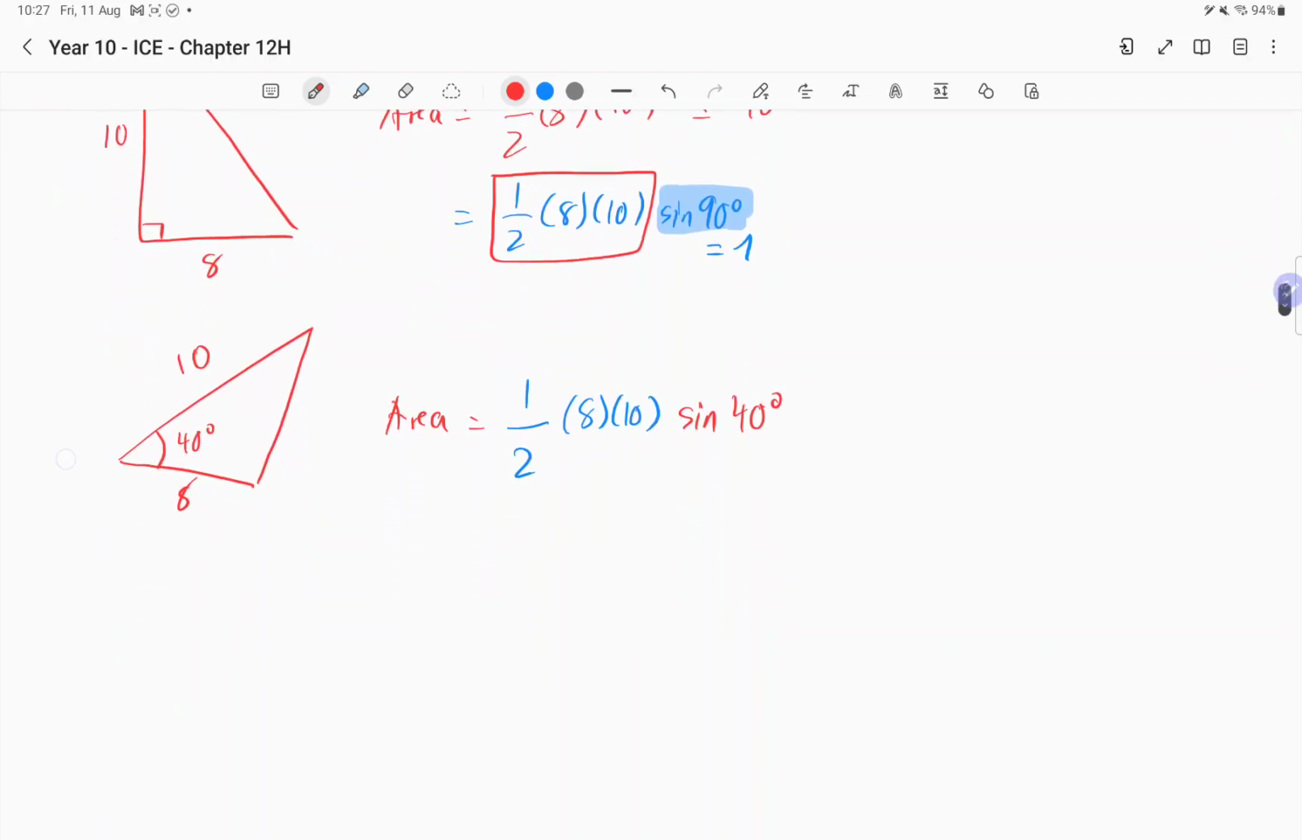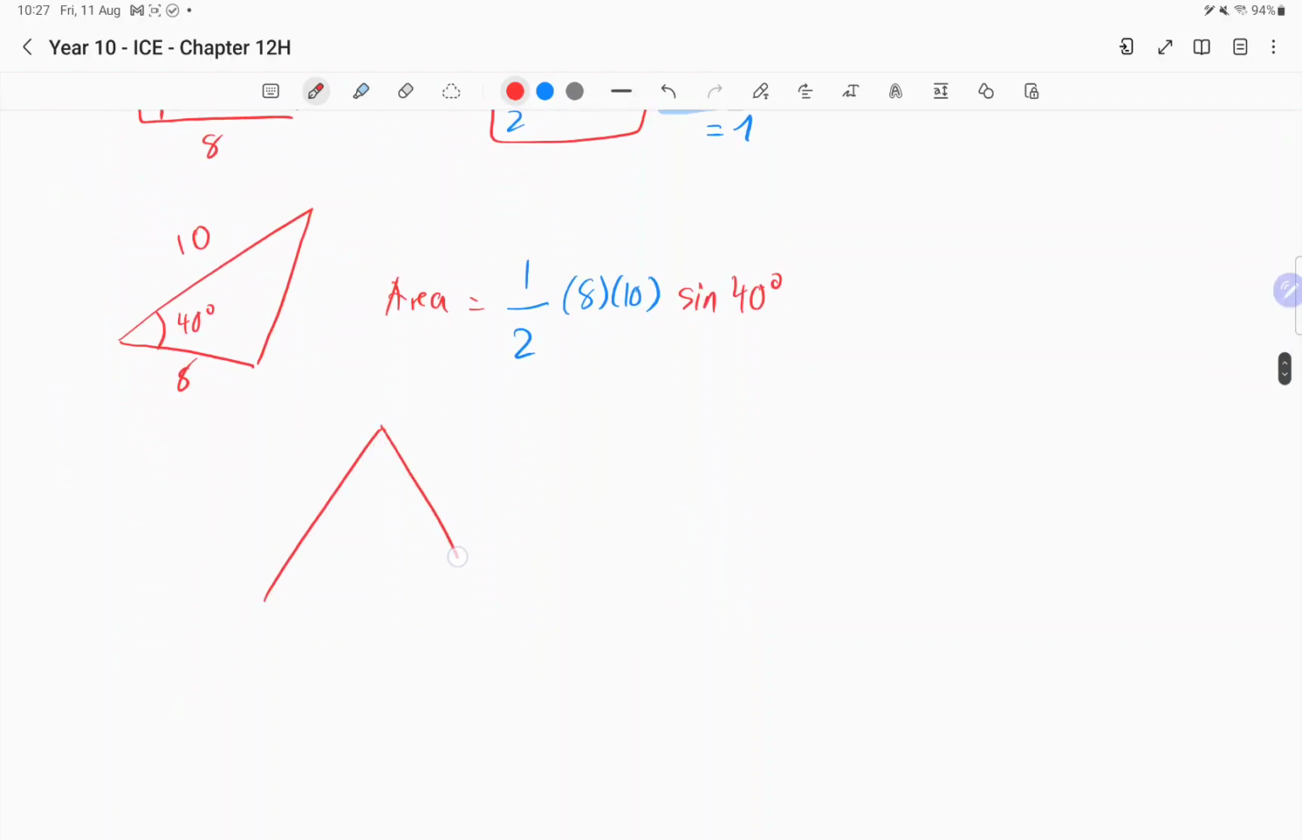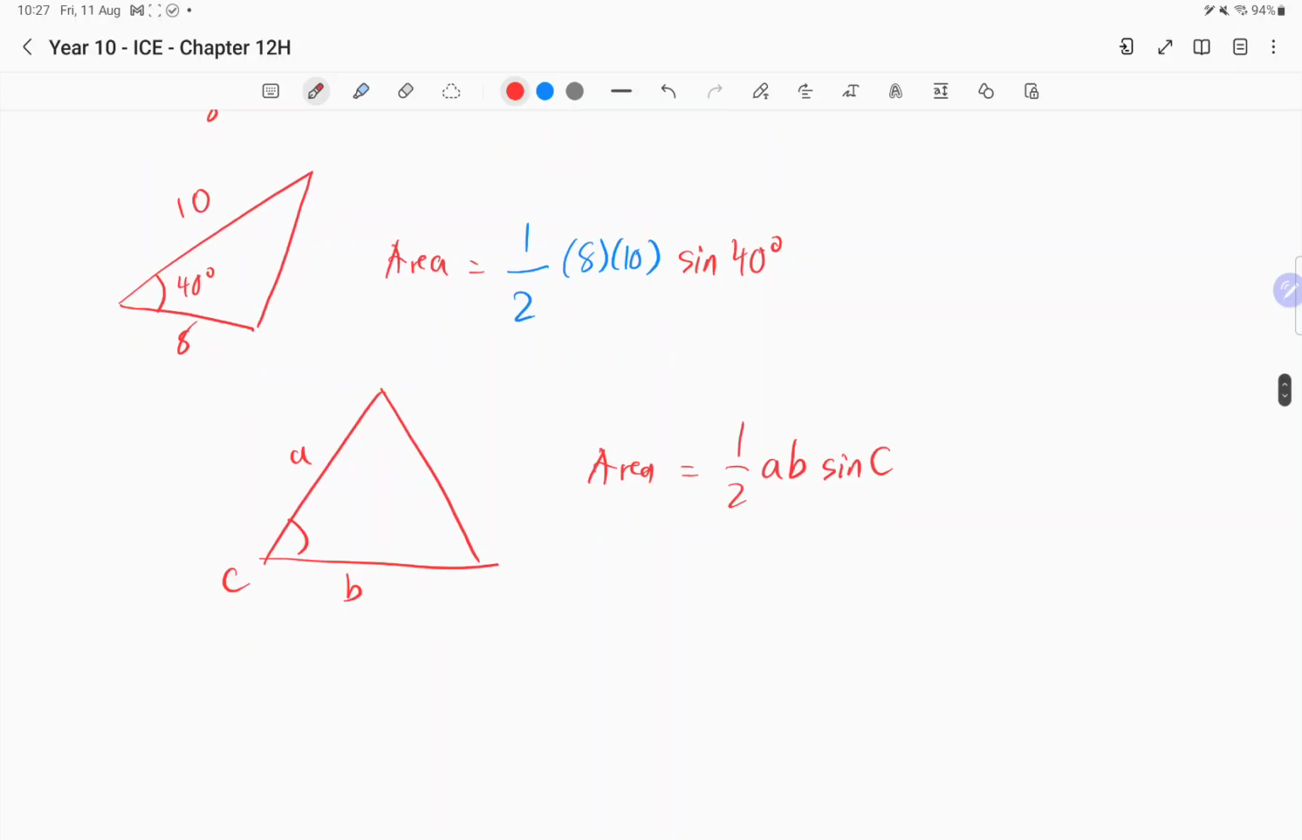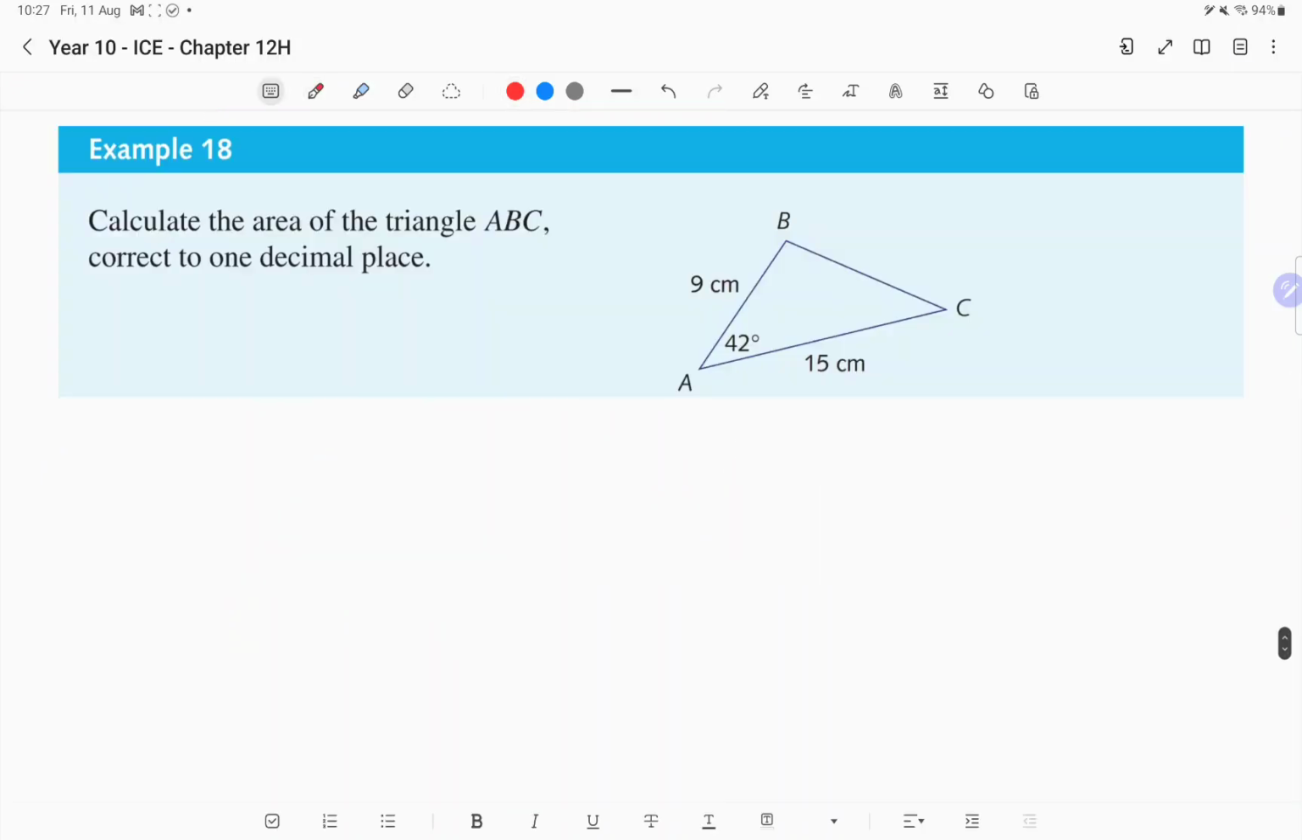Okay, so the main area rule is if you have any triangle, and let's say you have the two sides a and b and the included angle C, then the area would be equal to half times the product of the two sides and sine of the included angle C. Alright, so that's the area rule. Let's look at some examples now.